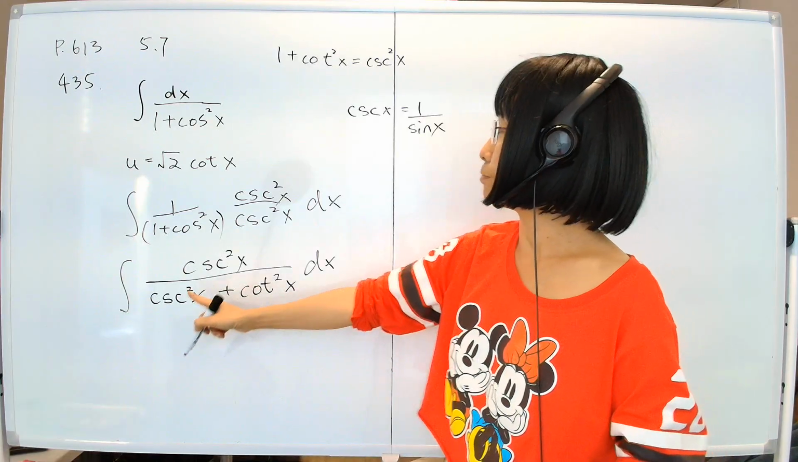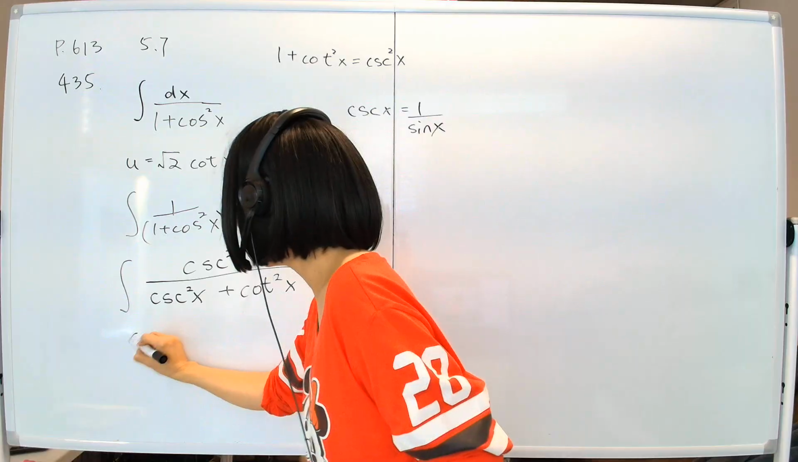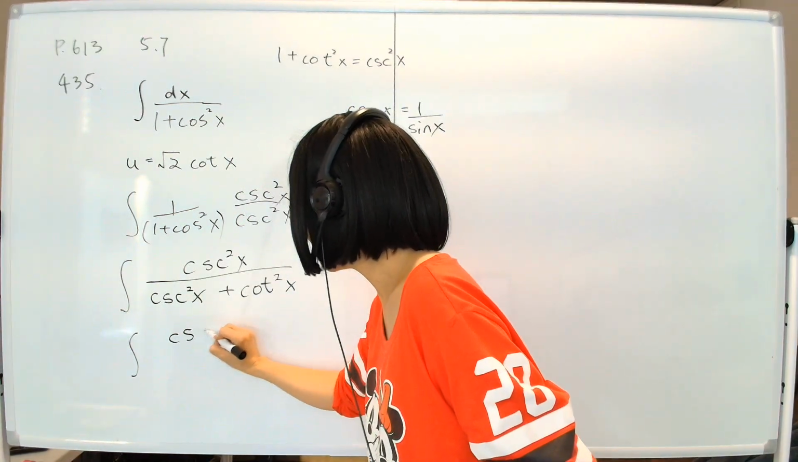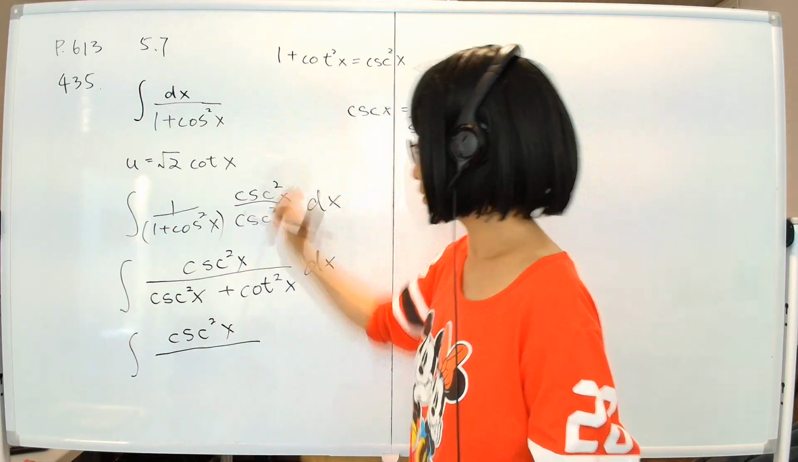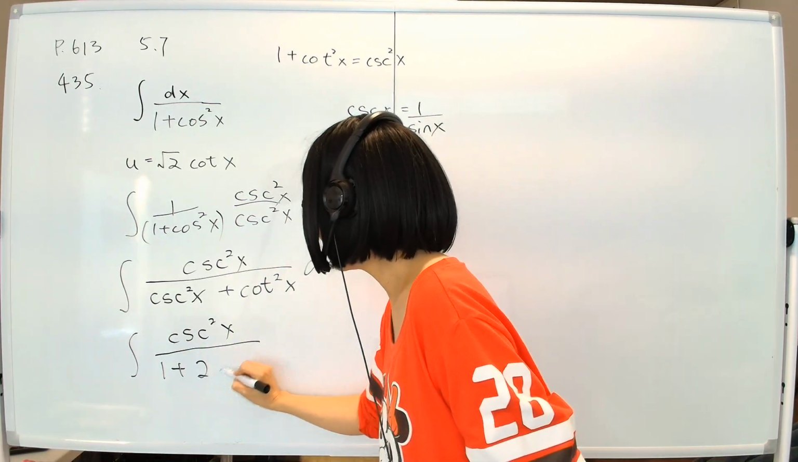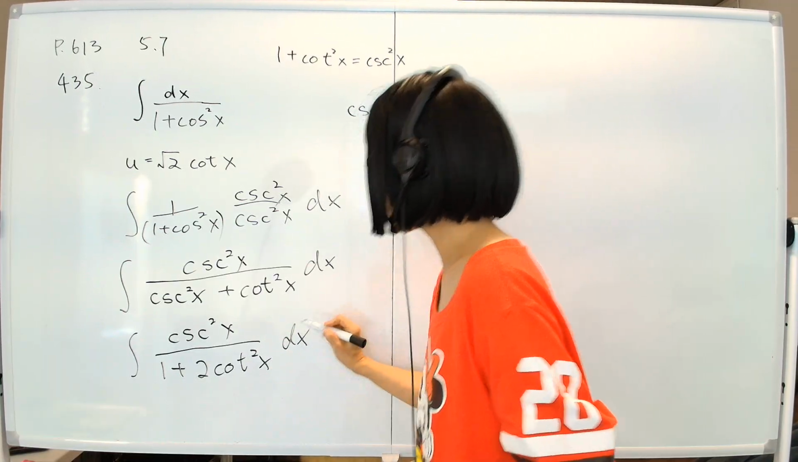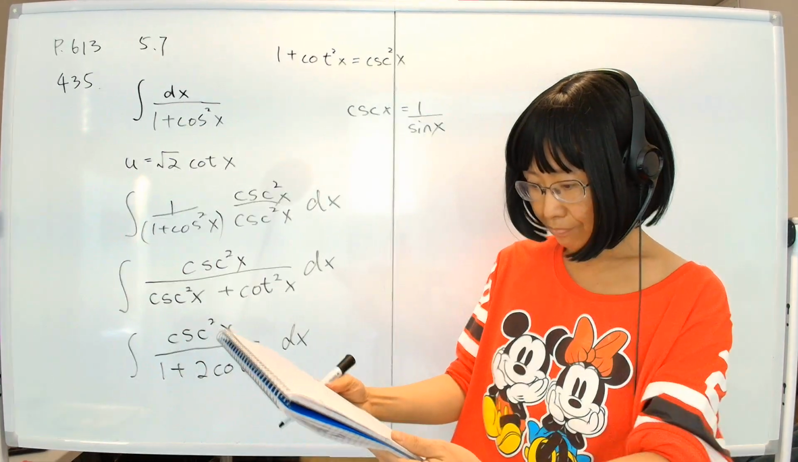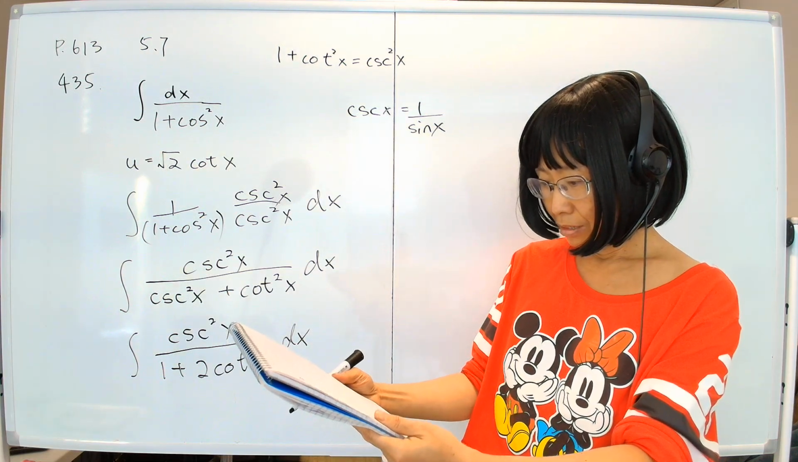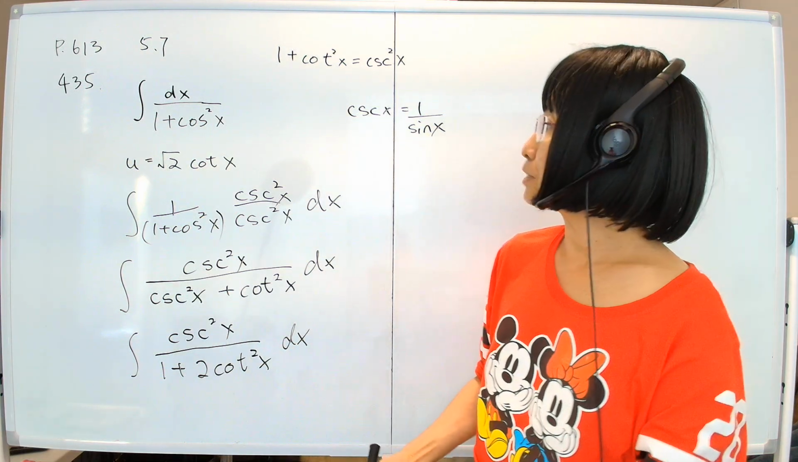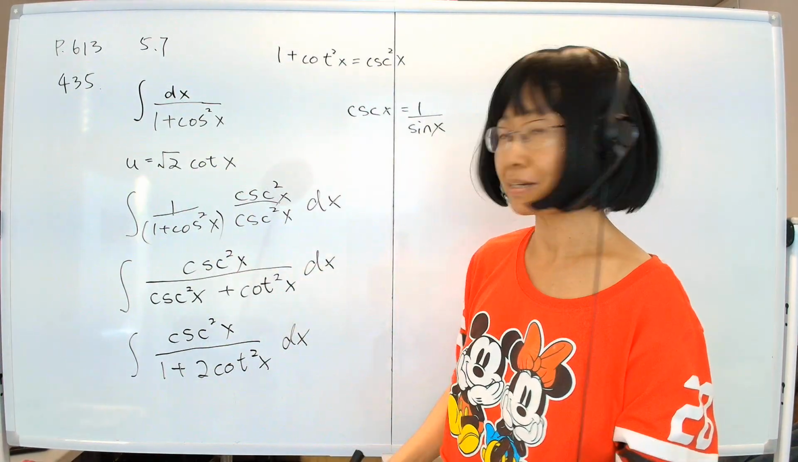So then we have 1 plus cotangent squared here, and then add another one, makes it 2. So that equals cosecant squared, copy down the top, x over 1 plus 2 cotangent squared x dx. And then now we are finally somewhere. Now we're going to plug the u in there, because now we have cotangent down here and things will look better for us.